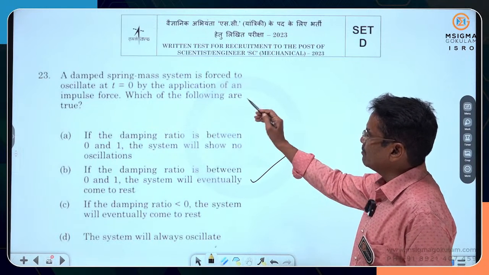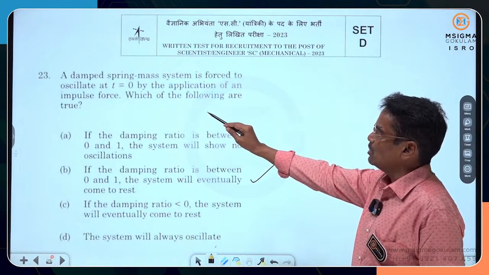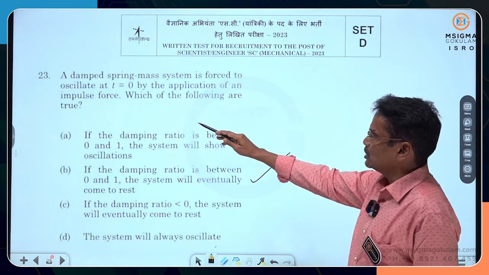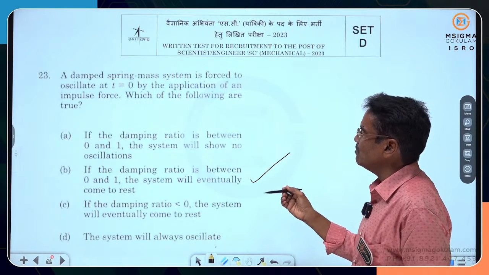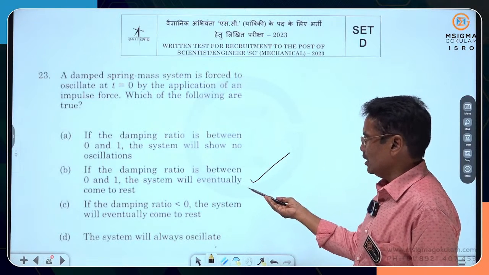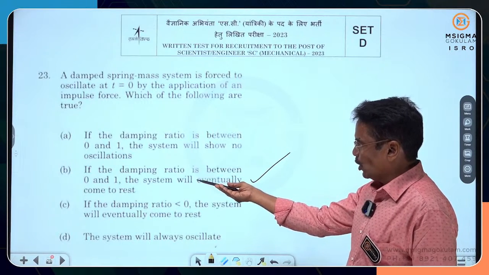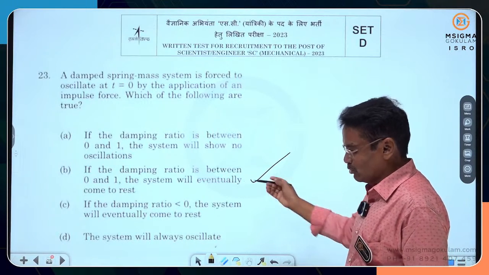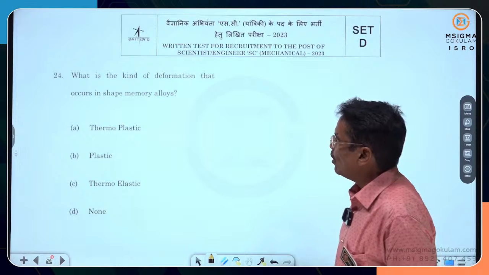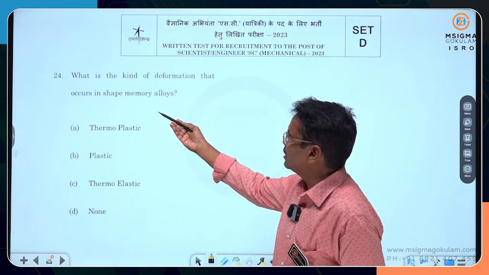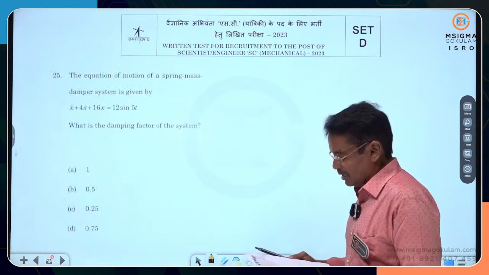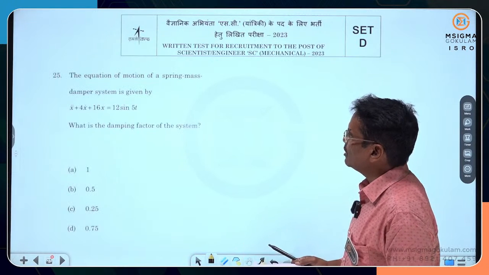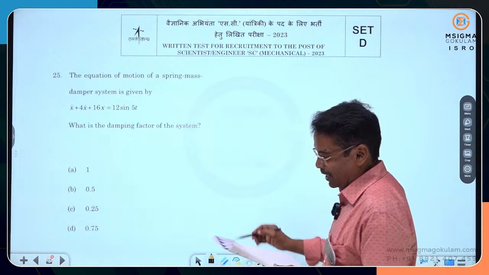A damped spring mass system is forced to oscillate at t is equal to 0 by the application of an impulsive force. Sudden impulsive force is acting on a spring mass system. And what is the result there? If the damping ratio is between 0 and 1, the system will eventually come to rest. What is the kind of deformation that occurs in shape memory alloys? It is thermoelastic.